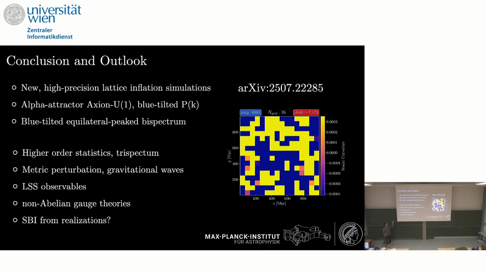We could easily add metric perturbations to get the chiral gravitational waves that you would generate during this model if you put the energy scale high enough. And of course, we can then use this to run N-body simulations to study large-scale structure from axion-U1 inflation.